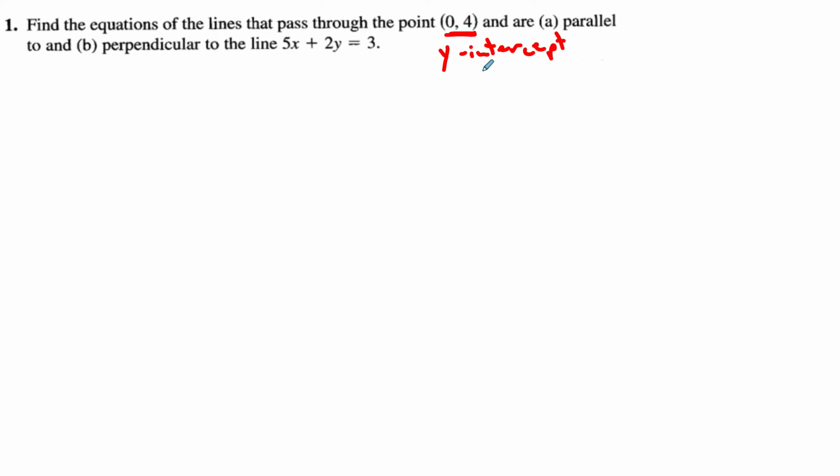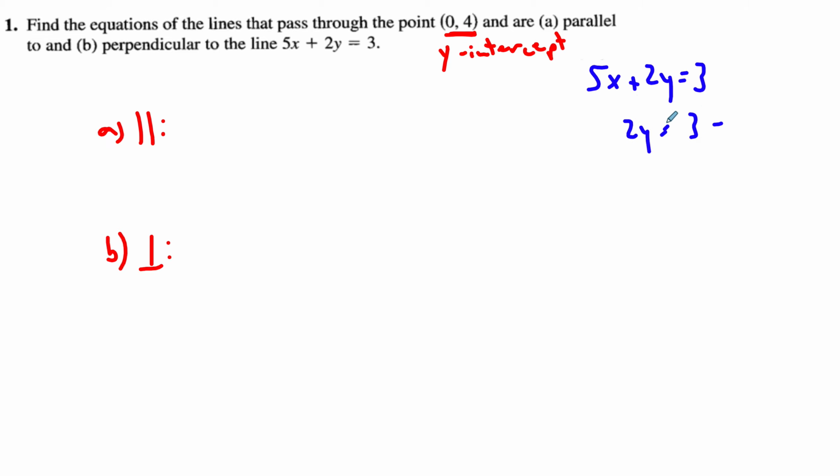Y-intercept, might as well spell it correctly, that are A, parallel, and B, perpendicular to the line 5x plus 2y equals 3. So the first thing you need to do is take 5x plus 2y equals 3 and figure out the slope by solving for y. That is, put it into slope-intercept form.